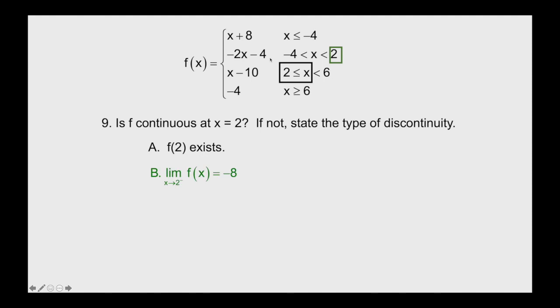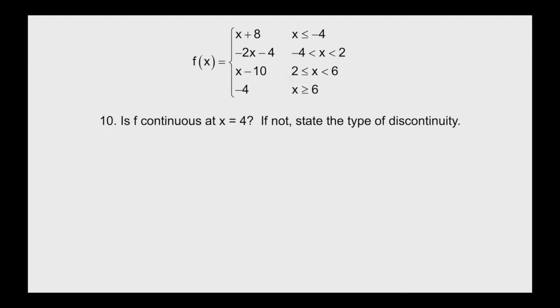If I plug that in here, I'm going to get -8. Then on the right side, if I plug it into x minus 10, I'm also going to get -8. So that limit at -2 is going to be -8. Part C, I'm checking to make sure that parts A and B match, and they do. So that's going to tell me that it is continuous at x equals 2.